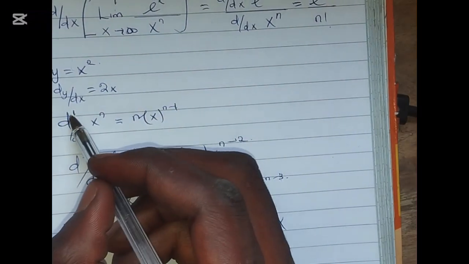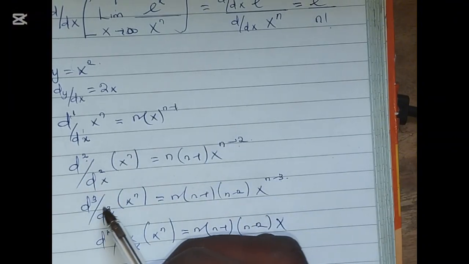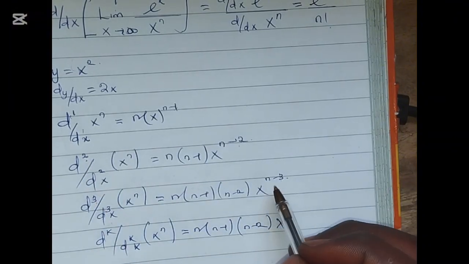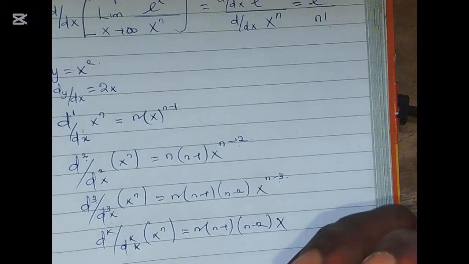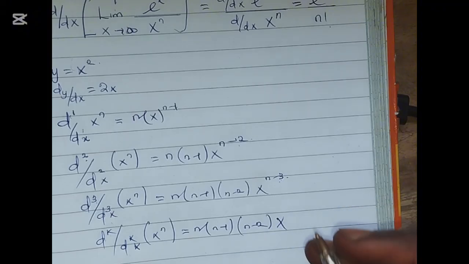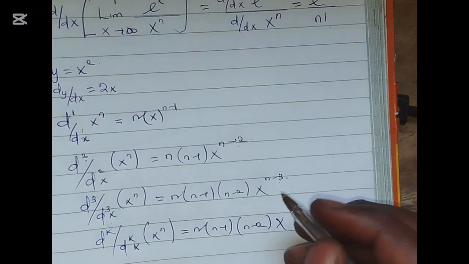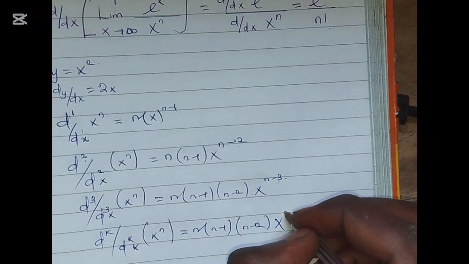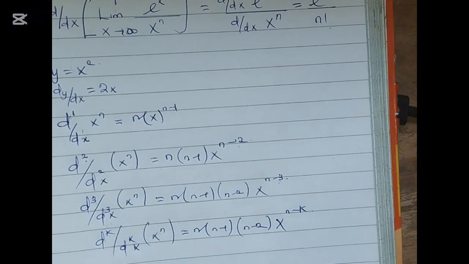See, when we had 1 here, we have 1 here. When we have 2 here, we have 2 here. When we have 3 here, we have 3 here, right? When we have k here, then obviously we should have n minus k. But because we don't really need what is almost at this end, because they will vanish to 1, we just simply say we have n minus k, because we are finding the kth derivative.